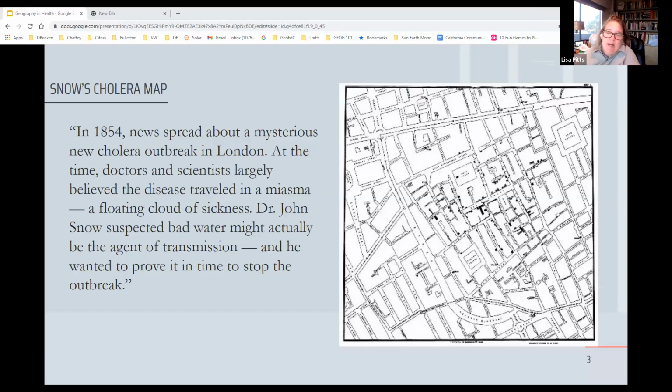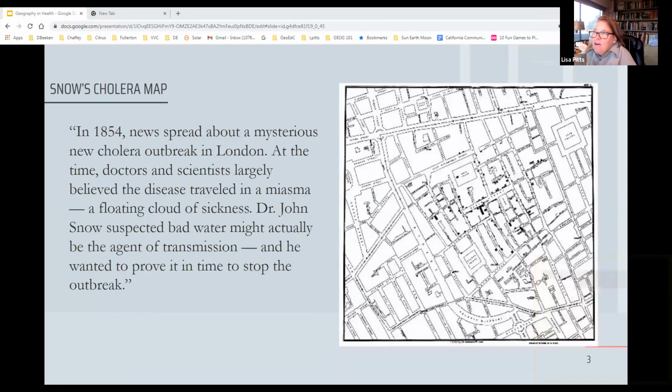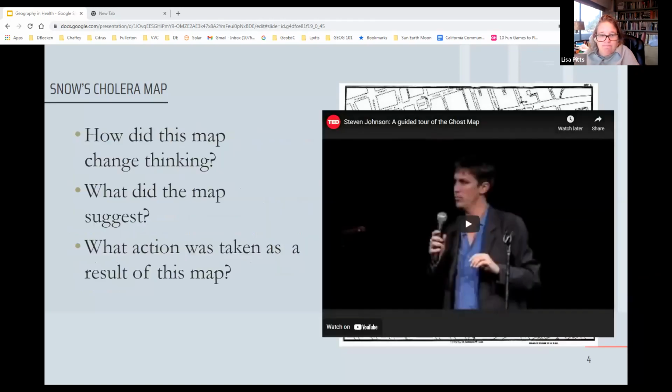He created this map and showed where cholera outbreaks were occurring and was able to determine that it wasn't something in the air, which is what most people thought, but instead something in the water. He used the map to say, hey, look, the cholera seems to be located in areas that have this particular pump. I want to show you this short TED video that talks about that map.